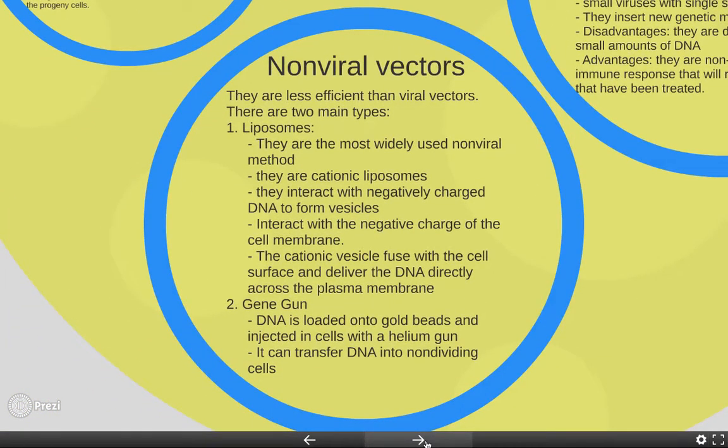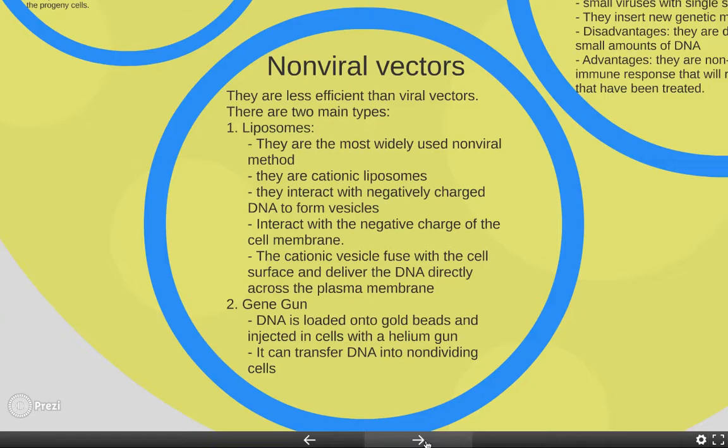There are also non-viral vectors. They are less efficient than viral vectors. The two main types of these are liposomes, which are the most widely used non-viral method. They are cationic liposomes and interact with negatively charged DNA to form vesicles. They also interact with the negative charge of the cell membrane. The cationic vesicles fuse with the cell surface and deliver the DNA directly across the plasma membrane.